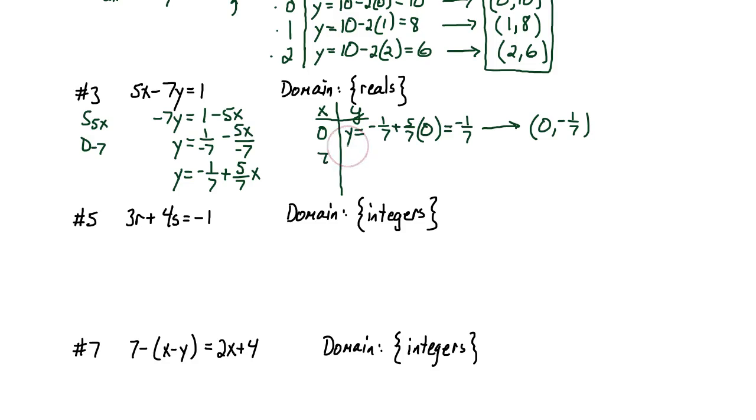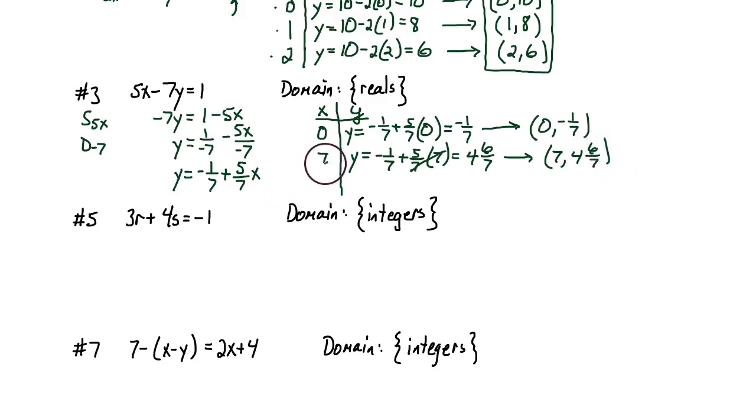Let's choose x as 7. y equals negative 1/7 plus 5/7 times 7, and figure out this answer. 5/7 times 7 makes 5 because the 7 in the bottom and that 7 cancel. And then we have negative 1/7 plus 5. That's the mixed number 4 and 6/7. So this is the ordered pair 7, 4 and 6/7.